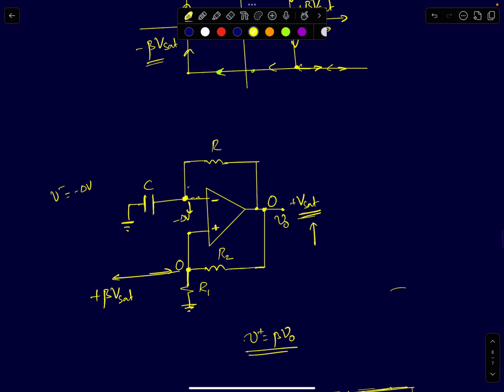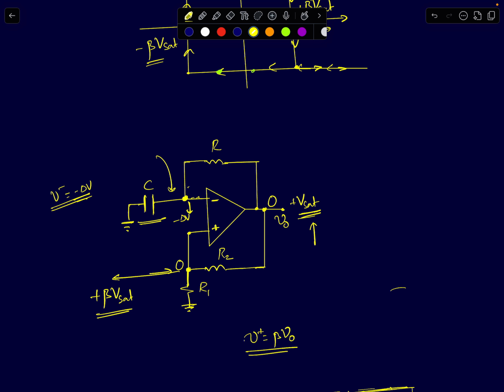But here, if you see, when my output is changing suddenly, because you have connected a capacitor to this node, voltage cannot change instantaneously. It will take some time before that node voltage changes. So that node voltage will stay put at minus delta V. That's why I'm writing it as minus delta V, because there is a capacitor connected to that node. That will not let it change instantaneously. So V plus comes to plus beta Vsat. V minus stays at minus delta V, which is very close to 0.